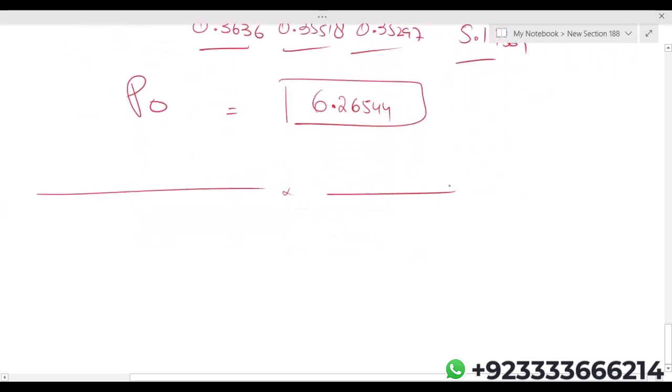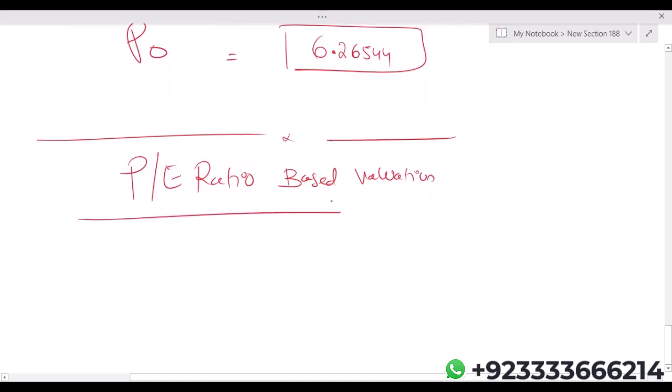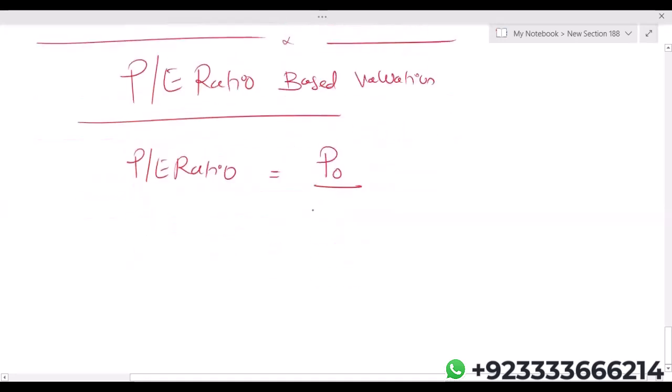Now there's one more method to value the business. That is P ratio based, and this is very important. P ratio based valuation. Price earning ratio based valuation. Basically, what is the formula of P ratio? Price earning ratio: current share price upon EPS. Answer of P ratio comes in times.